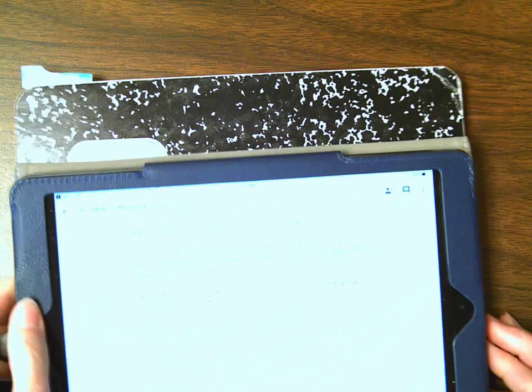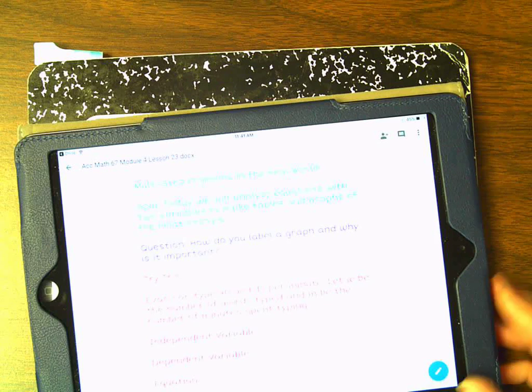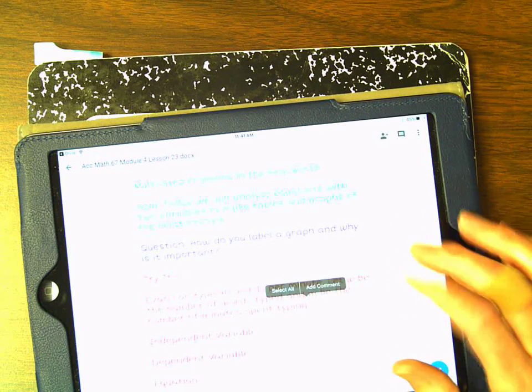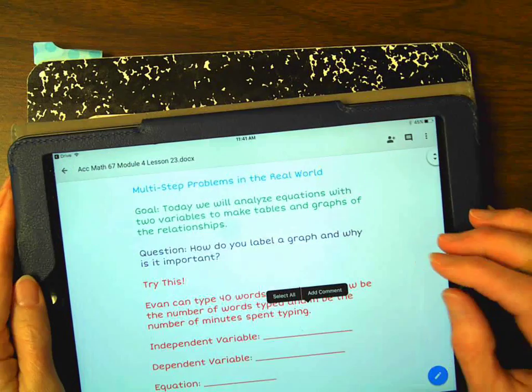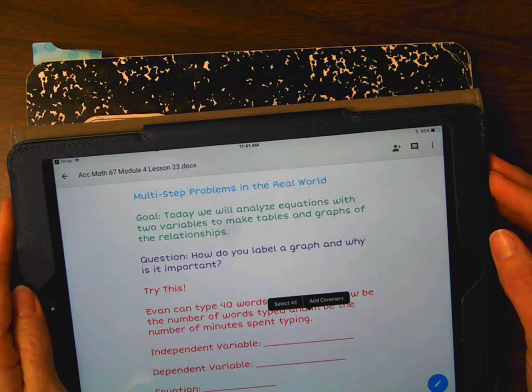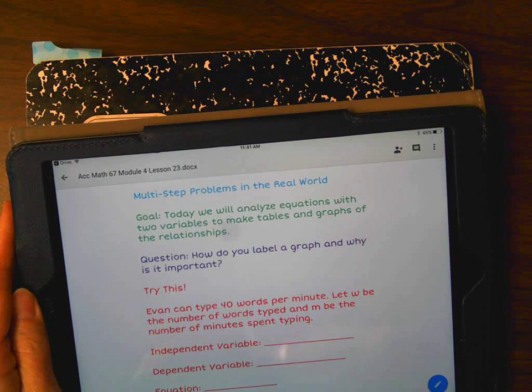And here is the iPad with our notes. So let's get that to focus so that you can see them. Okay. So here we go. Pay attention, iPad. All right. Multi-step problems in the real world. And I need to take that off. Okay. Here we go.